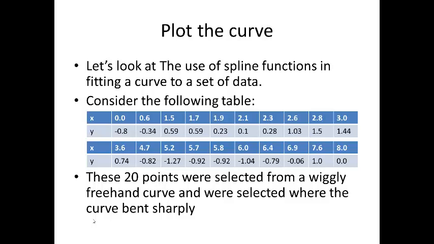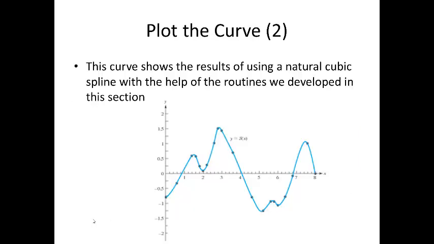So let's look at the use of spline functions for fitting a curve to a set of data. Consider the following set of data in the table. Now, these 20 points were selected from a wiggly freehand curve and were selected at points where the curve bent sharply. We can actually use cubic splines to plot these, and this curve shows the results of using a natural cubic spline with the help of the routines we developed in this section to plot the points in that table.